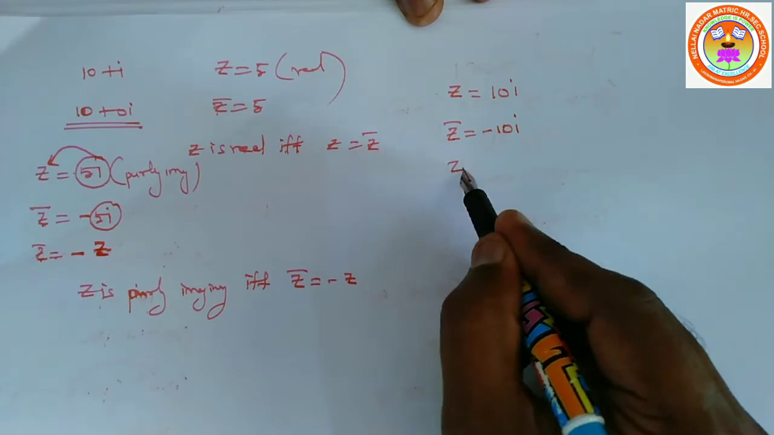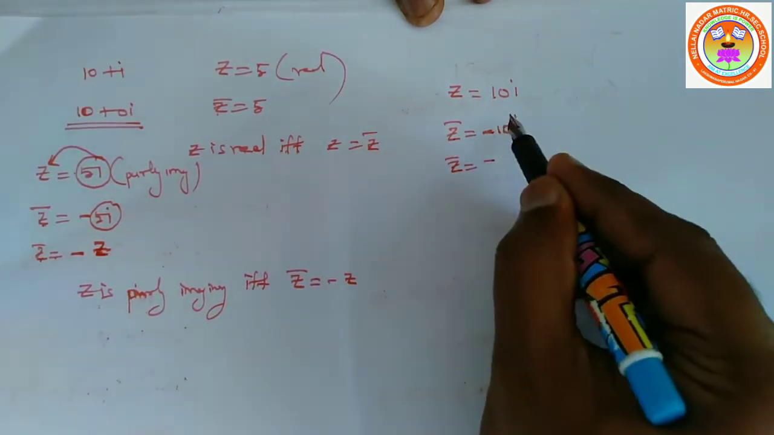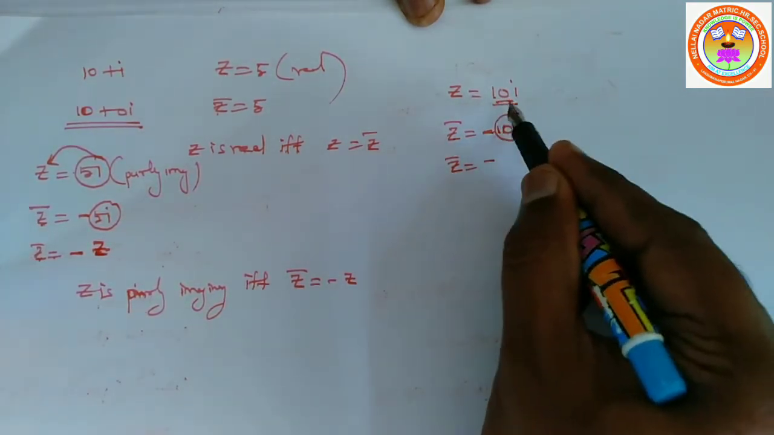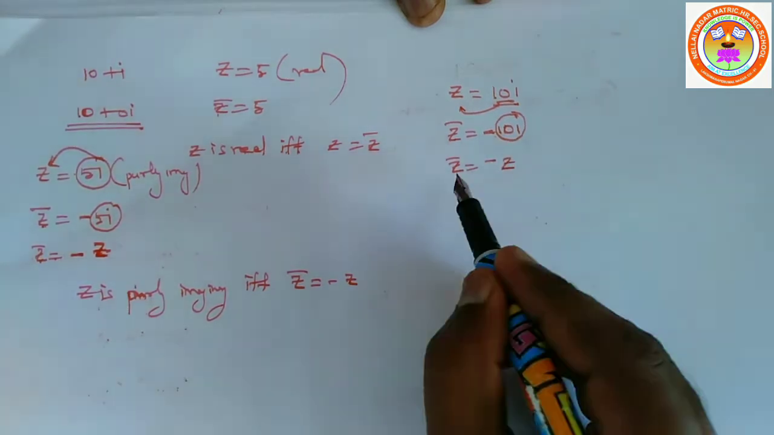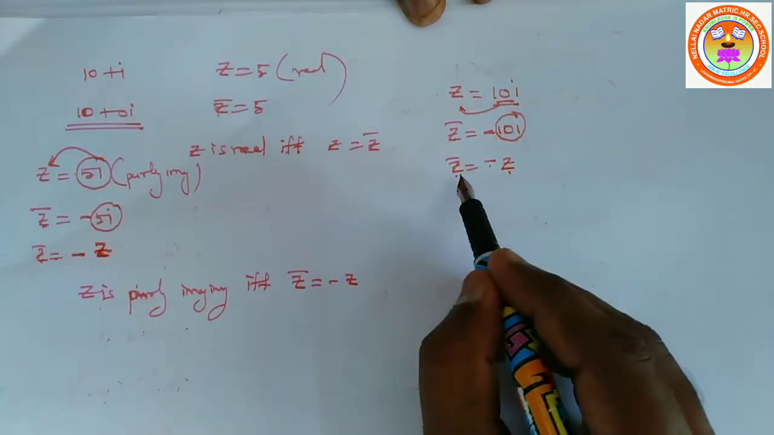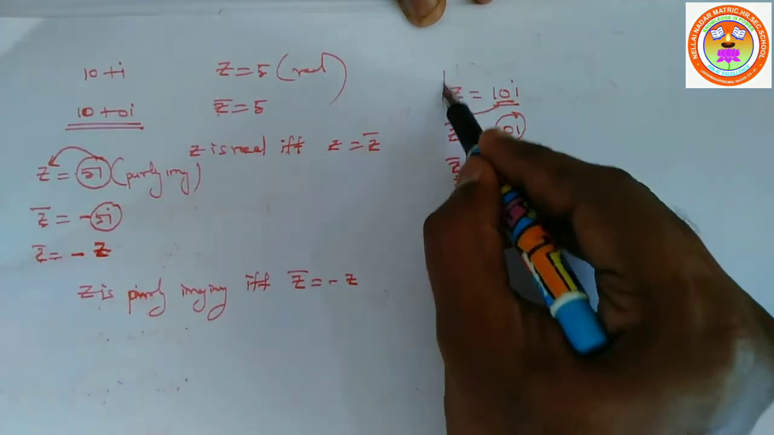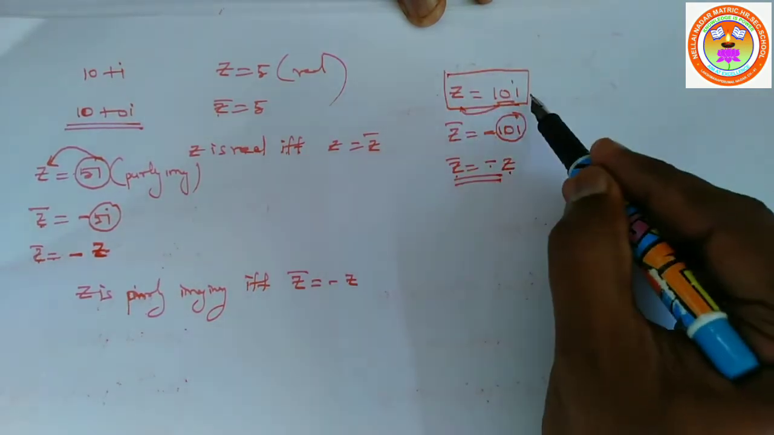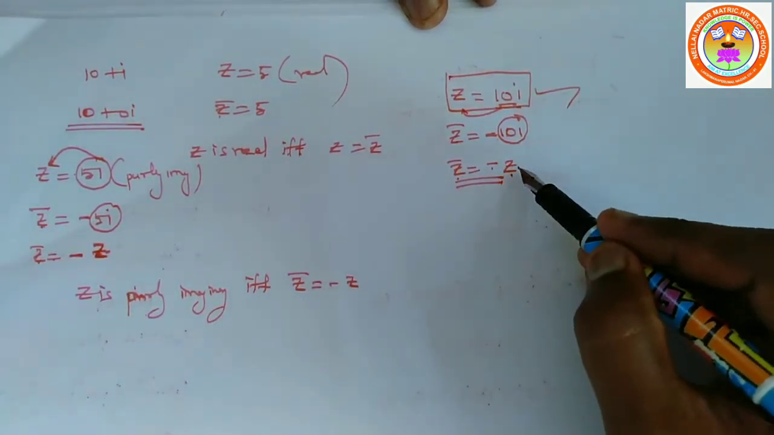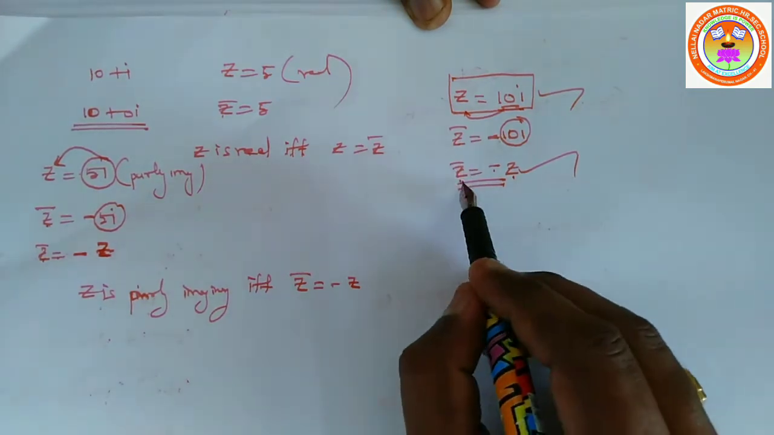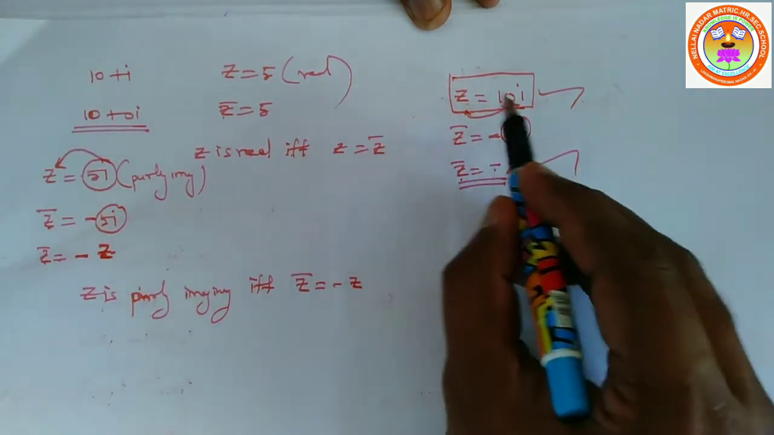So z bar, write z bar as it is, minus, write minus as it. What is 10i? 10i is nothing but z. So z bar is equal to minus z. When is z bar equal to minus z? When z is purely imaginary. When z is purely imaginary, we can say z bar is equal to minus z. When z bar is equal to minus z, we can say z is purely imaginary.